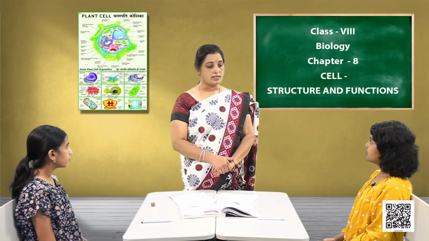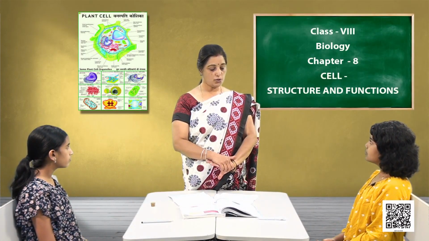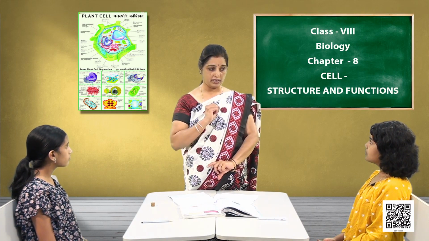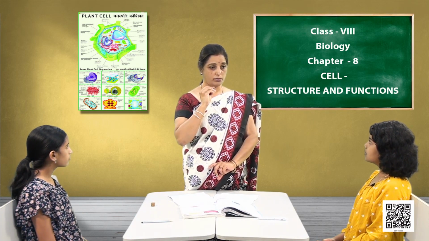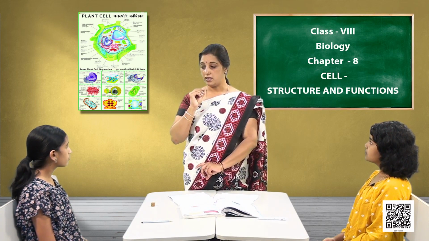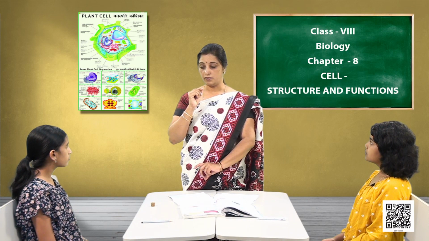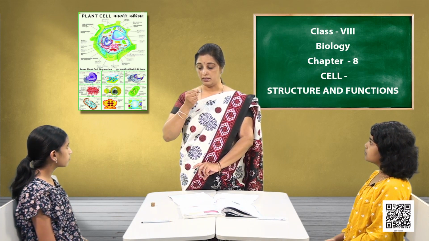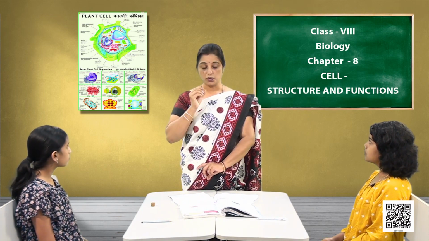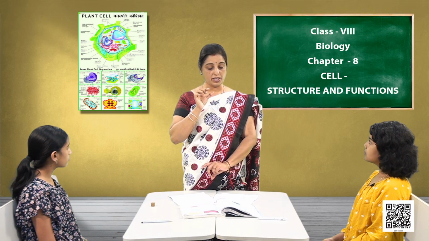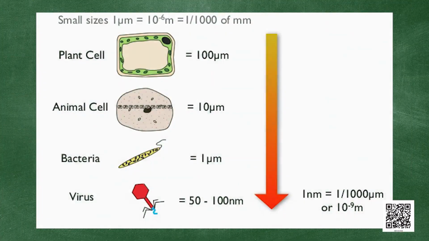Ma'am, can we see cells through our eyes? Yeah, some of the cells you can see. Usually many of the cells are microscopic in nature. Microscopic in the sense their sizes will be very small. You measure in terms of a micrometer. You know what is a micrometer? 1 micrometer is 1 by 10 to the power 9 meter. Usually the cell's size ranges from 0.1 micrometer up to 1 millimeter.